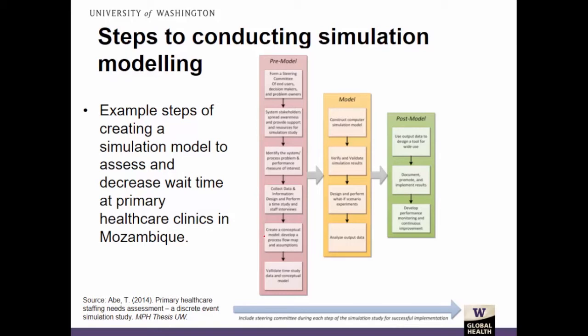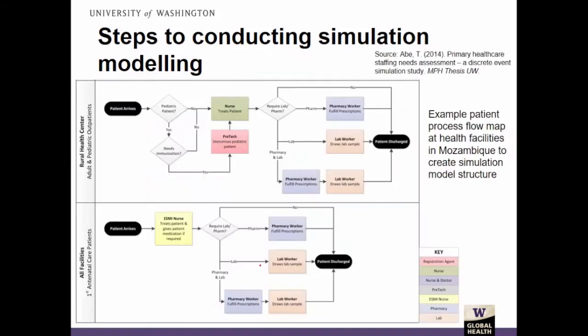You might then create a conceptual model of, let's say, the flow maps and how patients flow through the system, as well as developing assumptions and constraints. So here in this next slide is an example of, in this study, how they developed flow maps to initially conceptualize the process of what happens when a patient arrives up to when a patient is discharged at primary healthcare clinics in Mozambique. So this is an example of a rural health center.